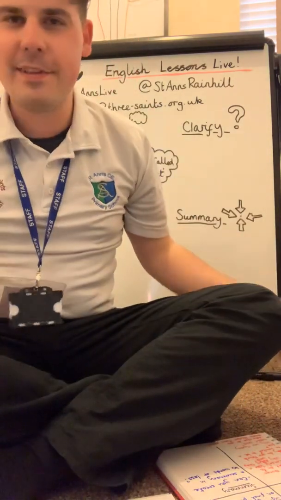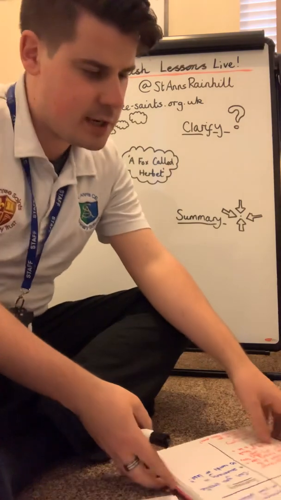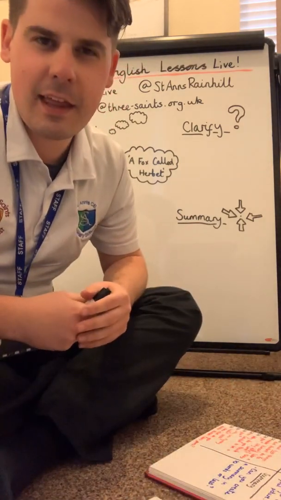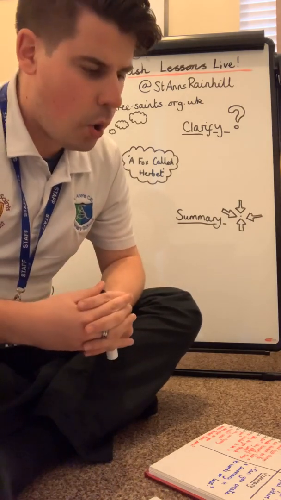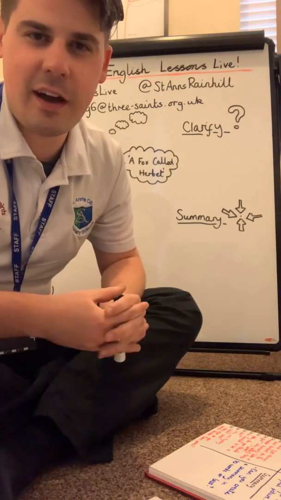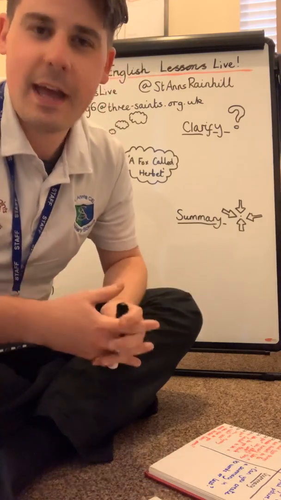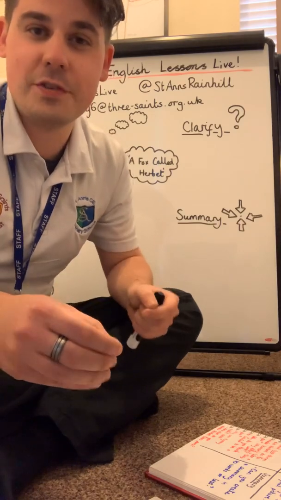Now we're going to use that to predict what we think happens in this text. We've just got the title, A Fox Called Herbert, and those pictures. So first of all, why do we think the word rabbit is crossed out and replaced with fox? Who do we think the characters in those pictures are? And what do you think are going to happen to them during this story? Now, it doesn't matter if your prediction is wrong. What's good is we just have a go.